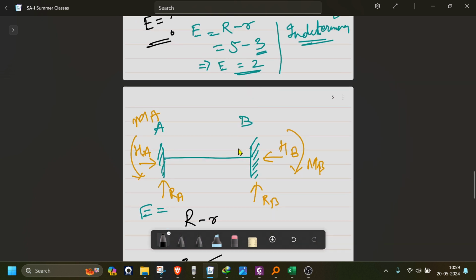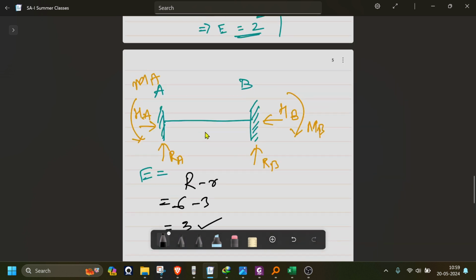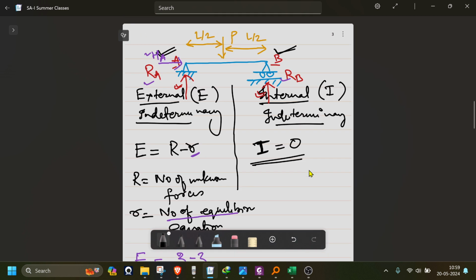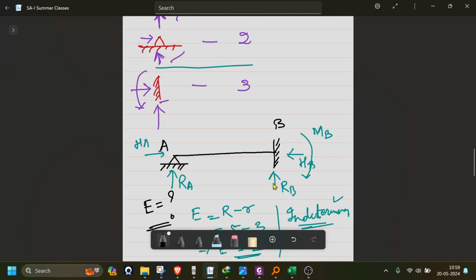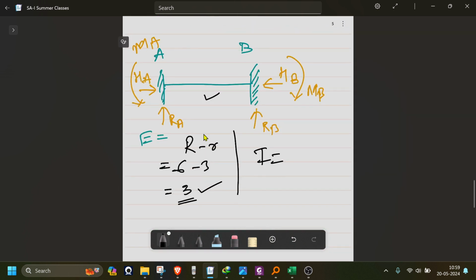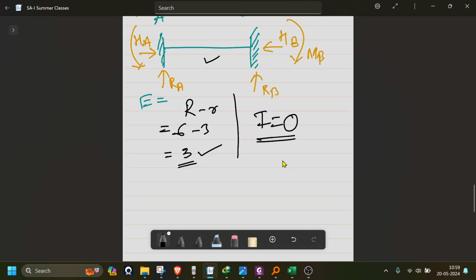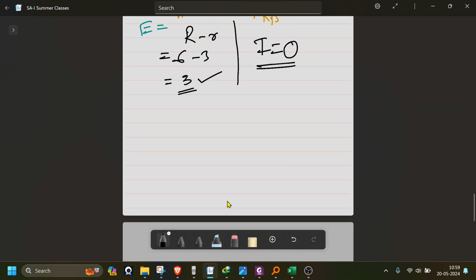So if I ask what is the degree of internal indeterminacy of the structure? Internal indeterminacy is I. I told you that the internal indeterminacy for a beam will always be 0. So for this structure, the internal indeterminacy is 0, and for this structure again, the internal indeterminacy is also 0. Fine? Okay. So shall we move to the next type of structure?